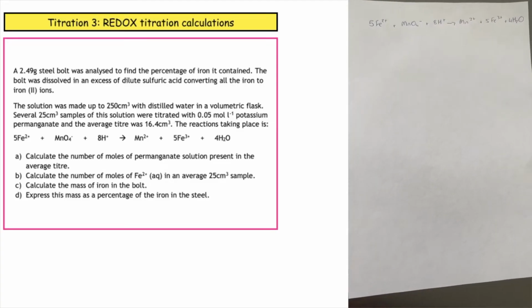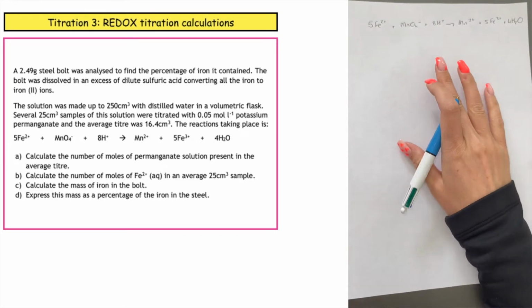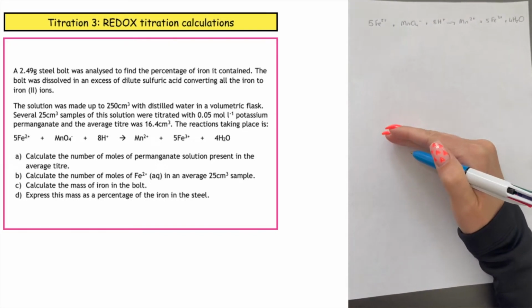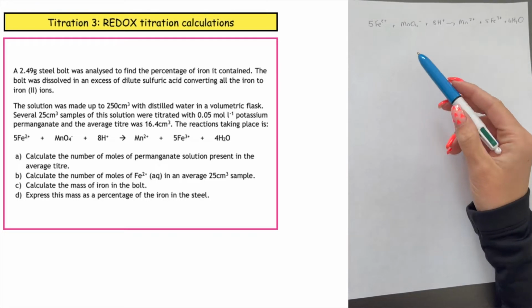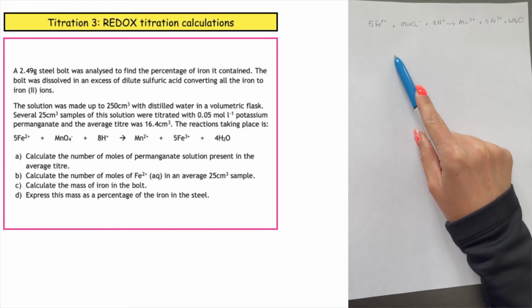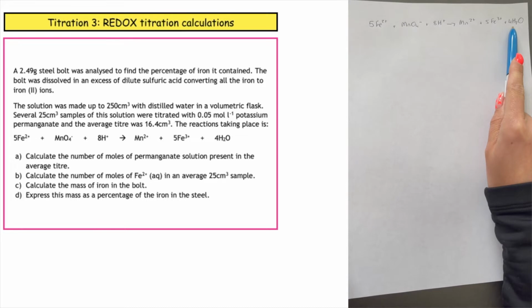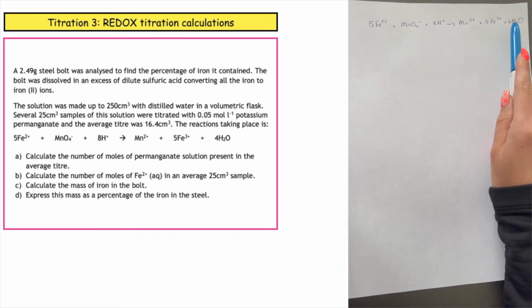Today's lesson, we are going to be looking at titration number 3, which is our redox titration calculations. Now, in this question, they've broken it down into A, B, C and D. Sometimes you'll be given the 2 half-ion electron equations and expected to write an overall redox, which is a higher skill. That would be worth 1 mark in an exam. However, this one has given us an overall redox, and the final question wants us to calculate the mass percentage of iron in the steel.